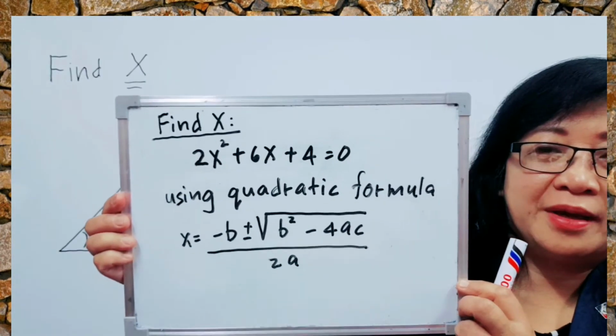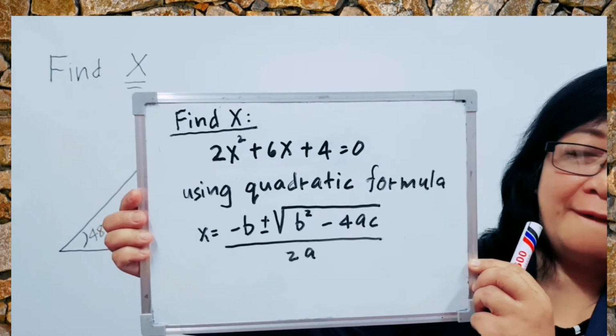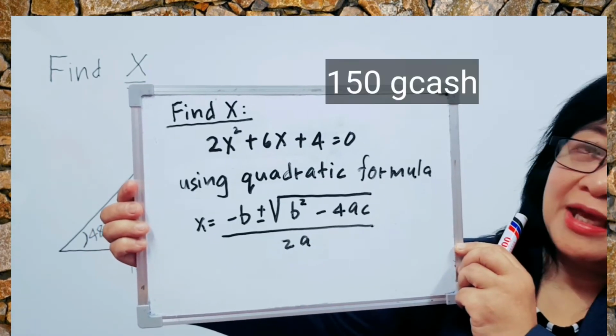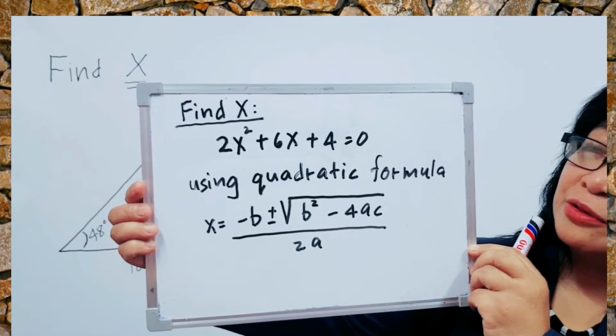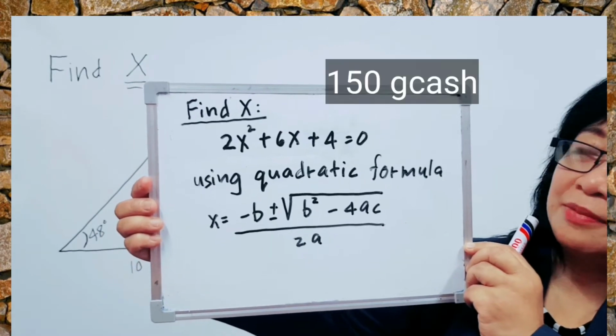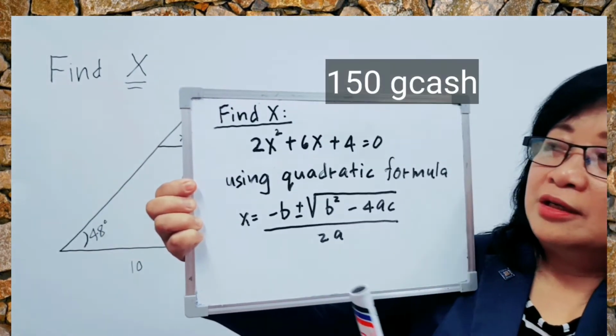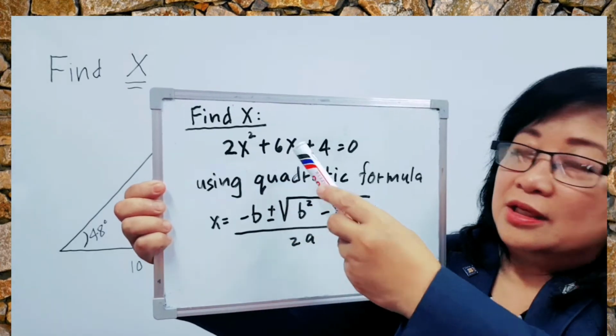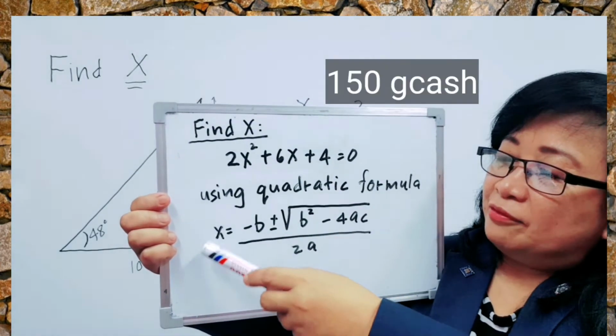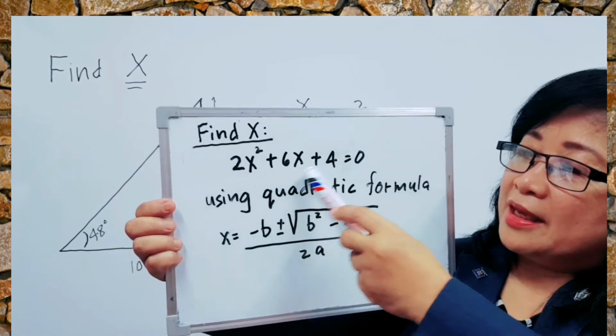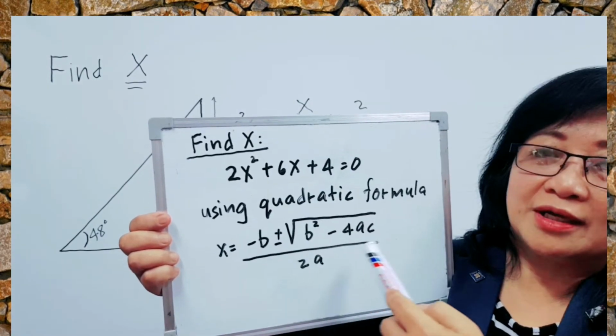Here is the question to be answered here on the premiere. Find x. The equation 2x squared plus 6x plus 4 is equal to 0. Now solve the x using this quadratic formula.